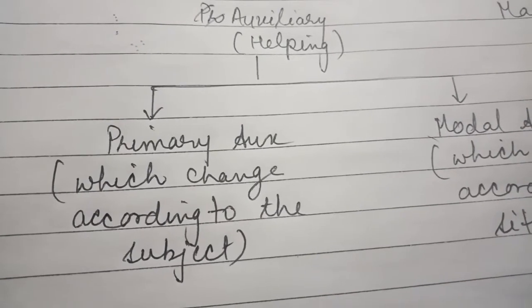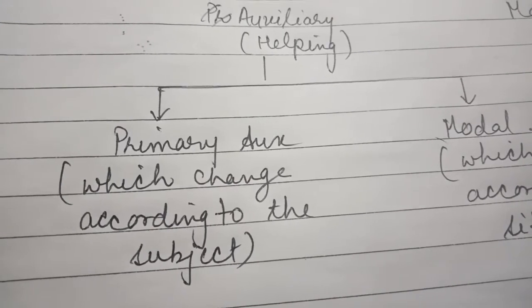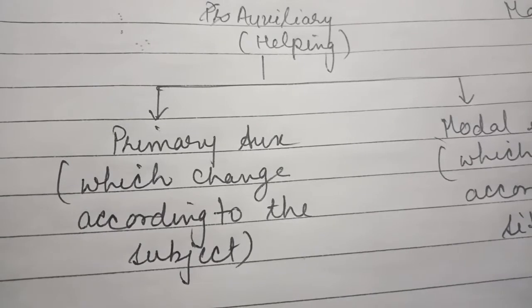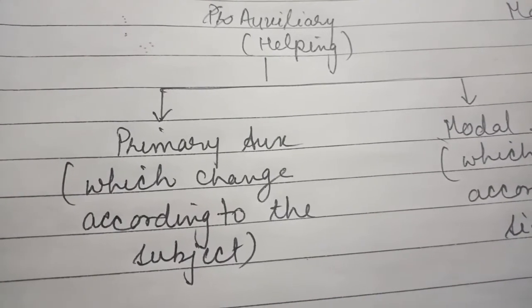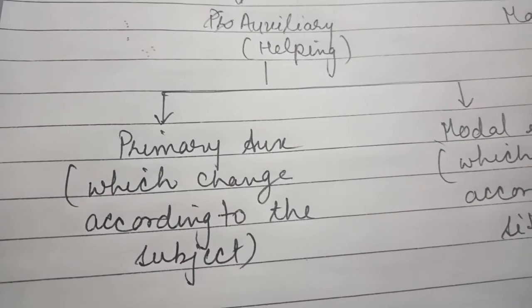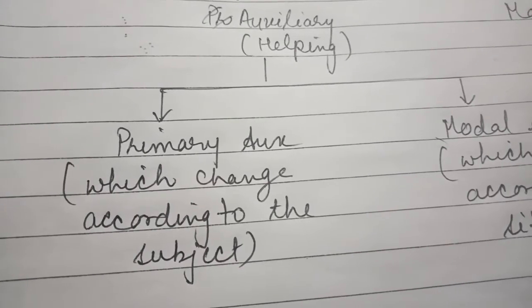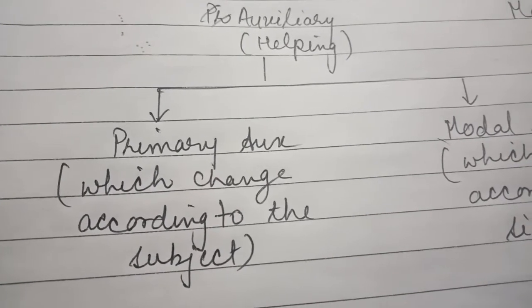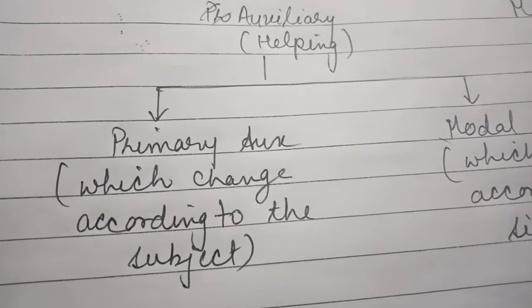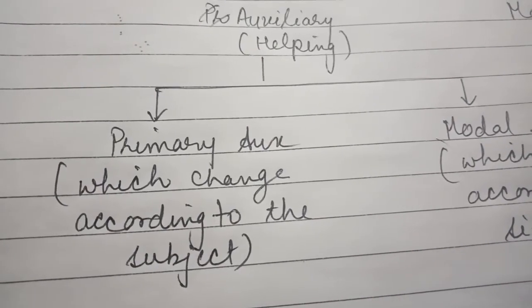So these primary auxiliaries change according to the subject. They also change according to the tense. Suppose we are talking of any present action, then we will say I am going to school. But suppose it is a past action, I will not say I am going to school. I'll say I was going to school. So here also am has changed into was. So the primary auxiliaries change according to the subject as well as according to the tense of the sentence.